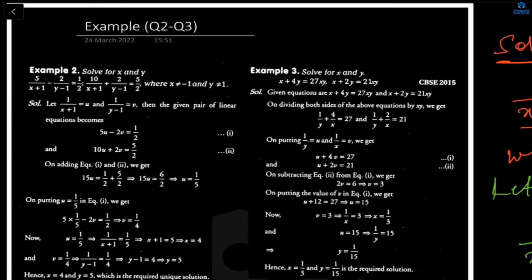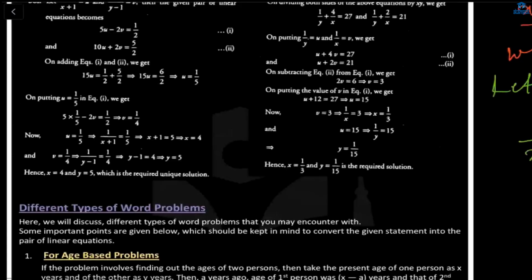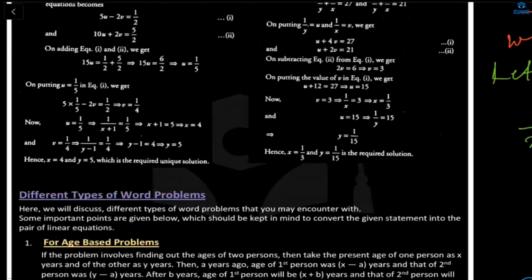Okay, understood? So in the assignment, I think the next assignment that you will get is on cross multiplication. After that you will get this assignment.